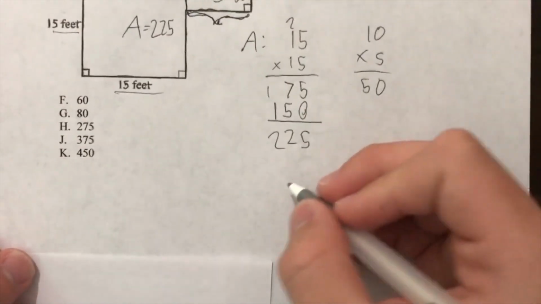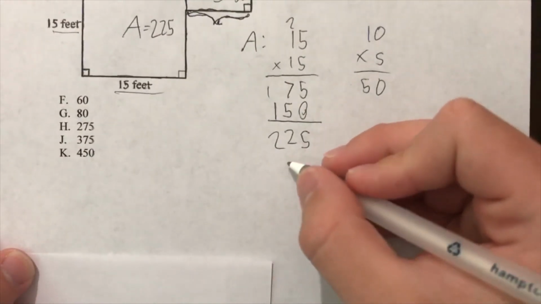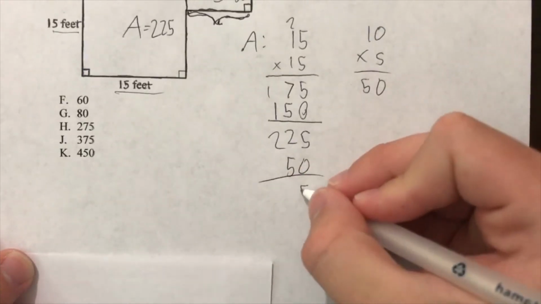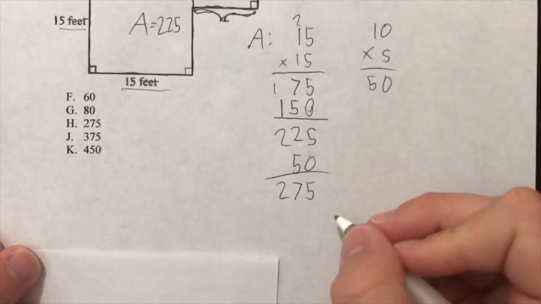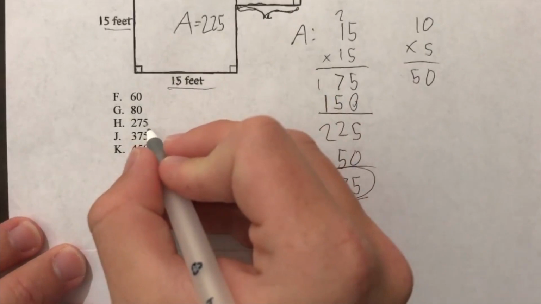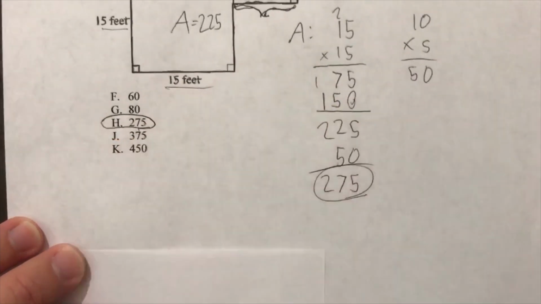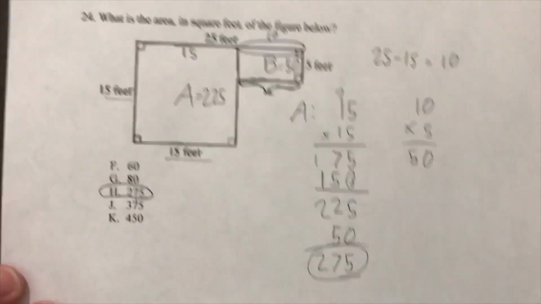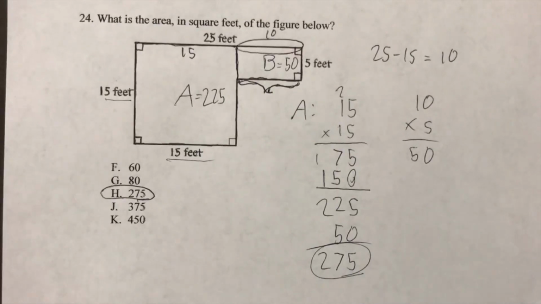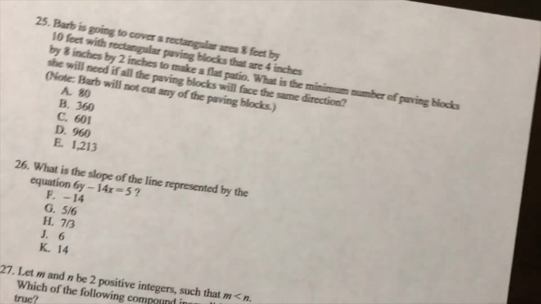And now we just add up the 2. 225 plus 50 is going to be 275. And that is going to be H. Good. All right, look that over if you need to. Okay. Next.